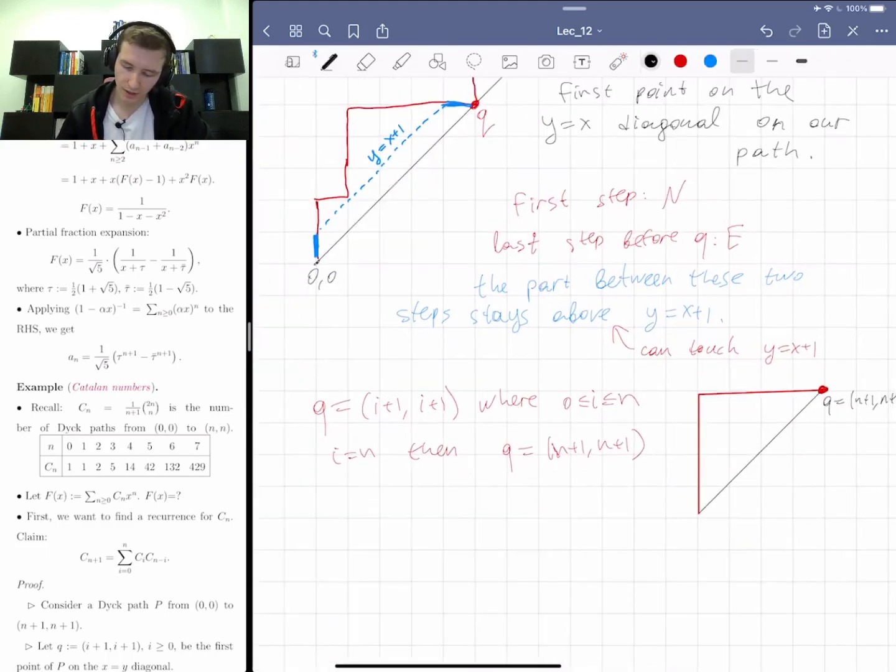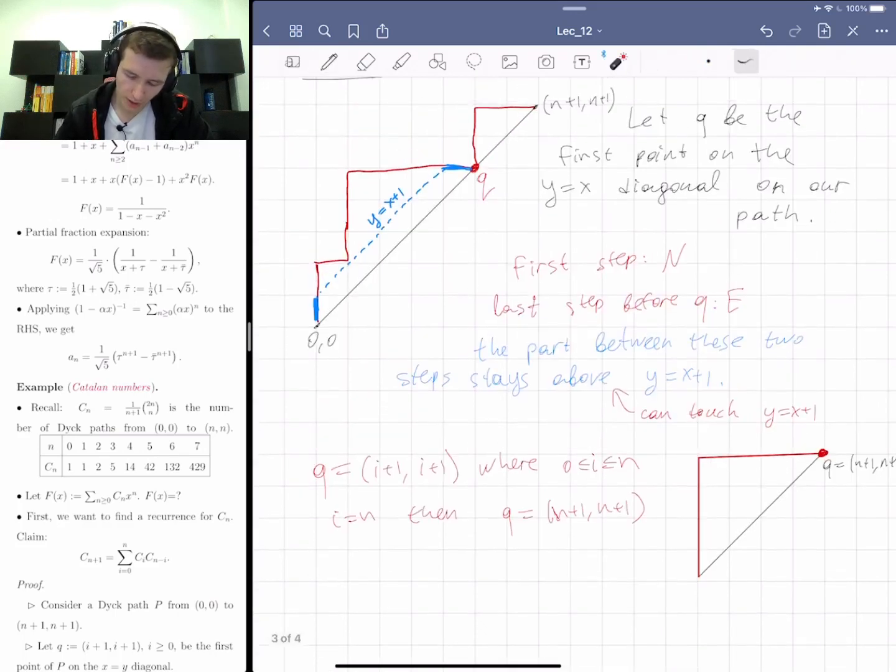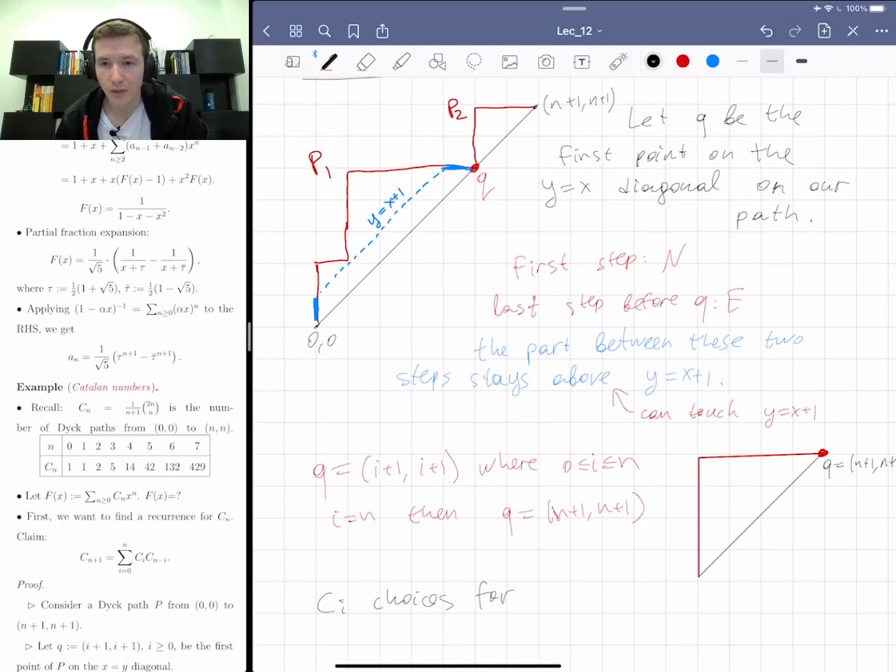And then you just count. If q is i plus 1, comma i plus 1, then there are C_i choices for... well, maybe I should introduce some notation. Let's say this part is p, this red part is p1, this is p2. So C_i, it has to stay above, I think.